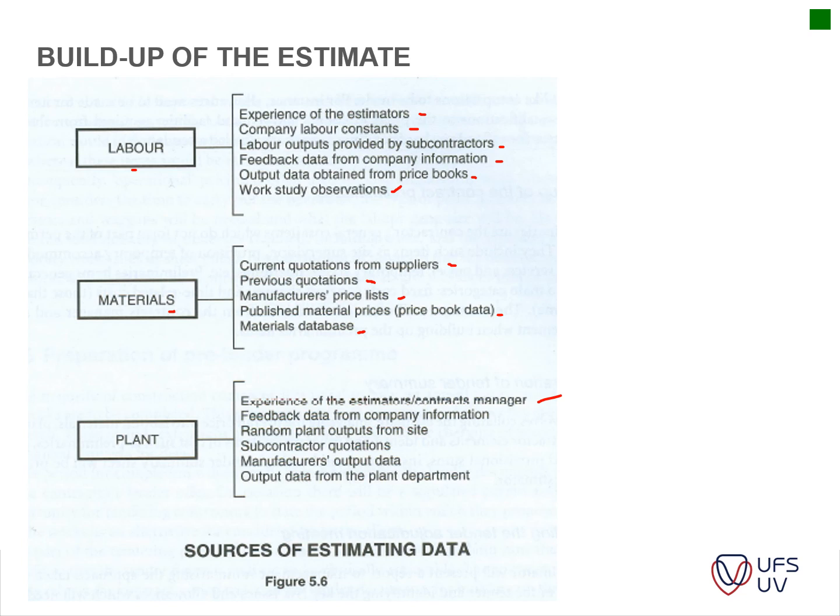So feedback data from your company information, random plant outputs from site. You look at what the plant can actually produce, how many cubic meters can be excavated by this excavator with this operator working on it. And then you've got your subcontractor quotations that will also assist with that, and manufacturer output data for plant. Your schedule is very important for your plant calculation, because again your plant is divided into a rate per hour or so, which is then converted and compared to your schedule on how long you will need that specific excavator on your site.